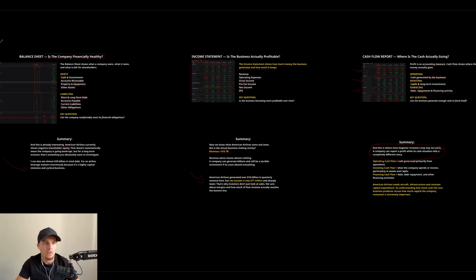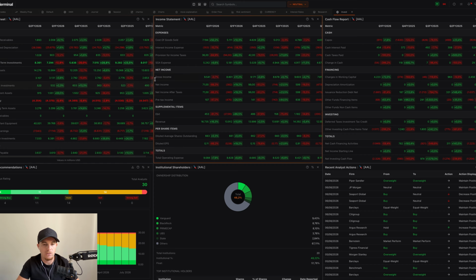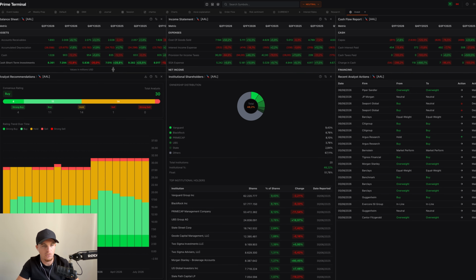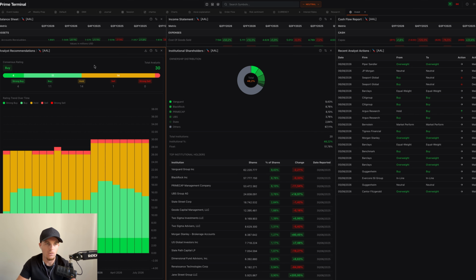Okay, so now let's go back to Prime Terminal, because inside Prime Terminal you can also analyze all the data. You have the analyst recommendation on the bottom left. This is a trading tool that allows you to know what the biggest financial analysts recommend about this specific stock. We are talking about American Airlines for this example, right?